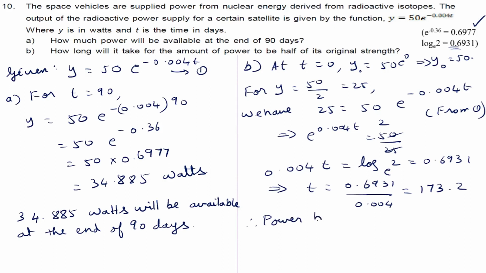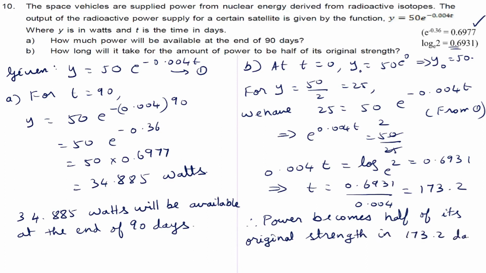Power becomes half of its original strength in 173.2 days. So this is the time in which it will become half of its original strength.